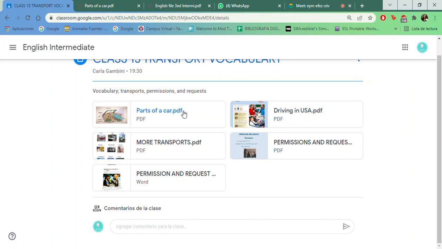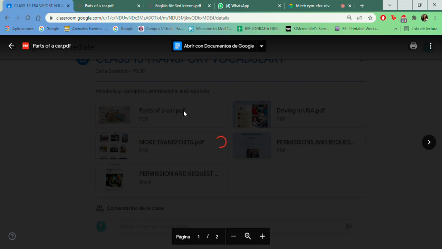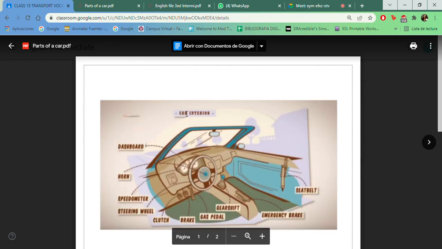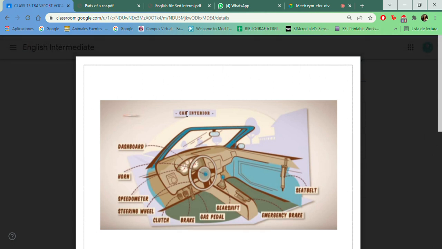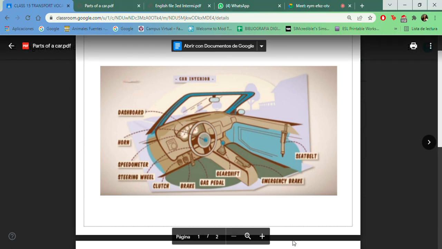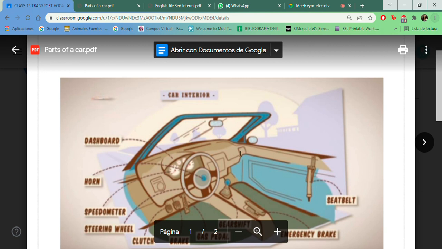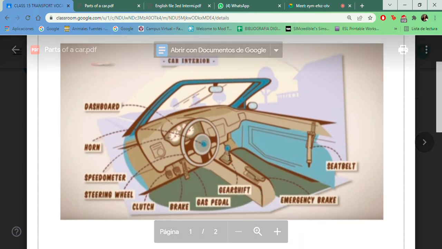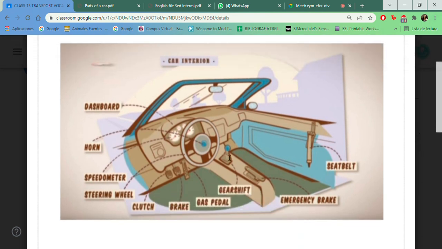You have parts of a car. So first, let's talk about cars, okay? Then we can talk about more transport vocabulary. So let's do this together, okay? Great. So here we have what is inside the car.